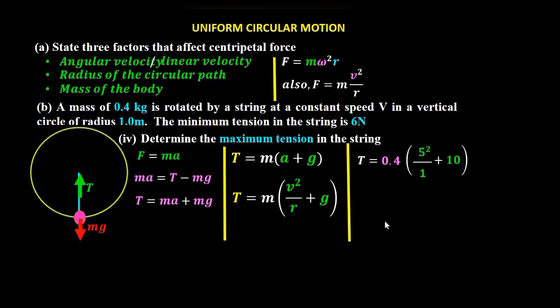And then from here, if we work out the tension, we realize tension on the string is 14 newtons. That is the maximum tension on the string. And that is how we go about this question.